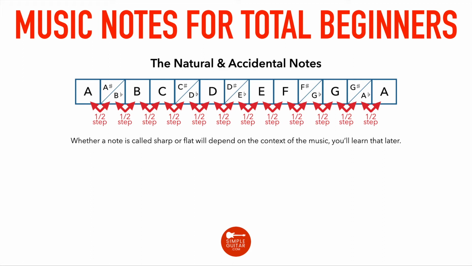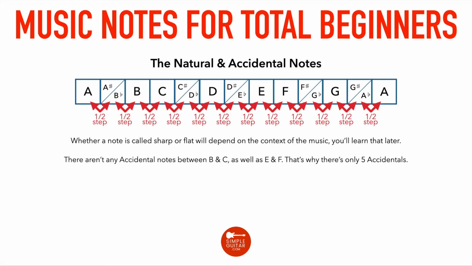Now, whether a note is called sharp or flat will depend on the context of the music, and we'll talk about that later. You don't need to know that right now. But also, there aren't any accidental notes between B and C, as well as E and F. Those notes are always a half step away from each other, and so that's why there's only 5 accidental notes. Now, I don't know why we use this system of sharp and flat. I don't know why it's not just A, B, C, D, E, F, G, H, I, J, K, L, and we just use the first 12 letters of the alphabet. I don't know. But this is what it is, and so we're just trying to make it easy for you to understand.